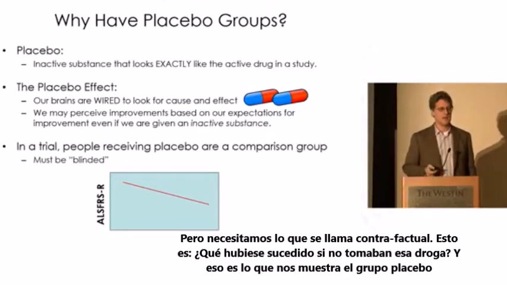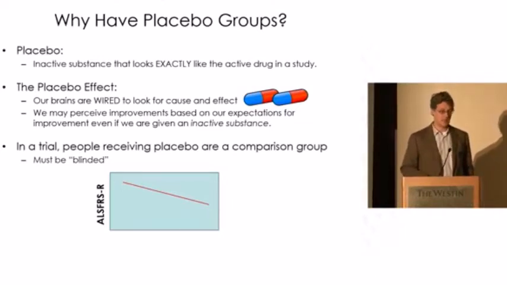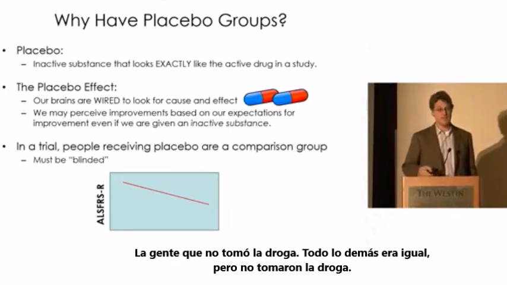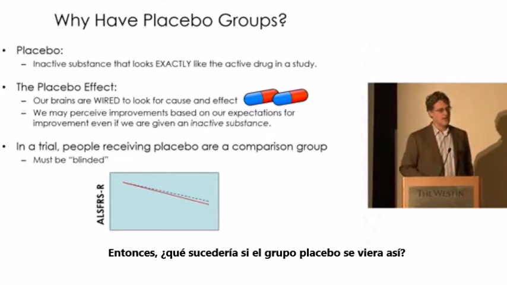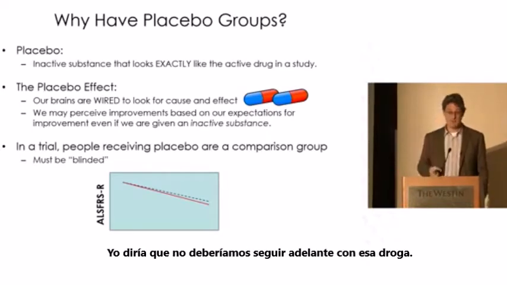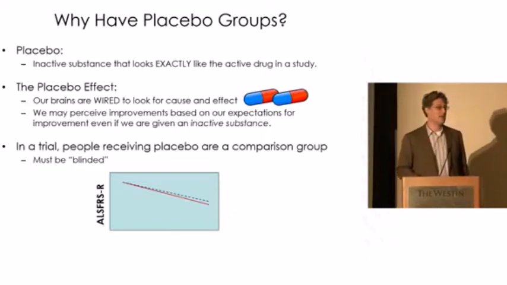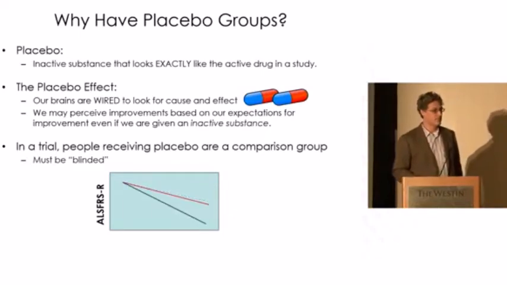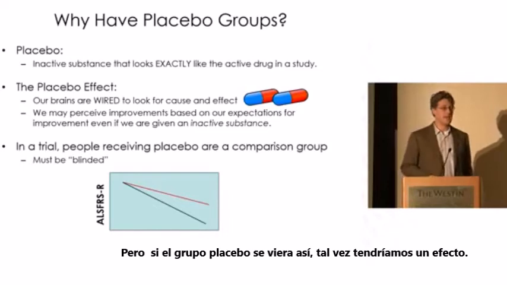We need to know what we call the counterfactual, which is, what if they didn't take that drug? What would happen there? And that's what the placebo group shows us. People who didn't take that drug. Everything else was the same, they just didn't take that drug. And so what if the placebo group looked like that? We'd say, well, I don't think we have a drug here that we should take forward. But if the placebo group looked like that, maybe we've got an effect.